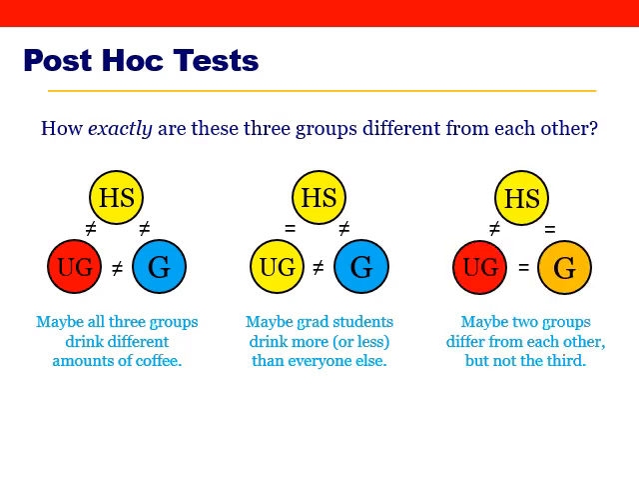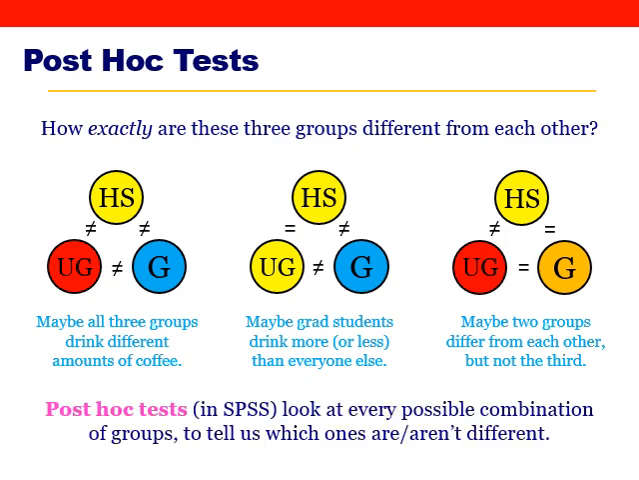A third possibility is that only two of these groups are different, but neither of them is different from our third group. So maybe, for example, high schoolers and undergrads drink different amounts of coffee, but neither of those groups is different from grad students. The point here is we don't know which of these is true until we perform post hoc tests in SPSS, which is something that we'll do on Thursday.